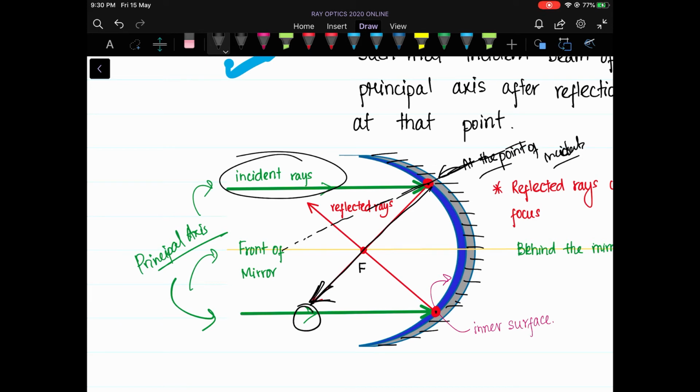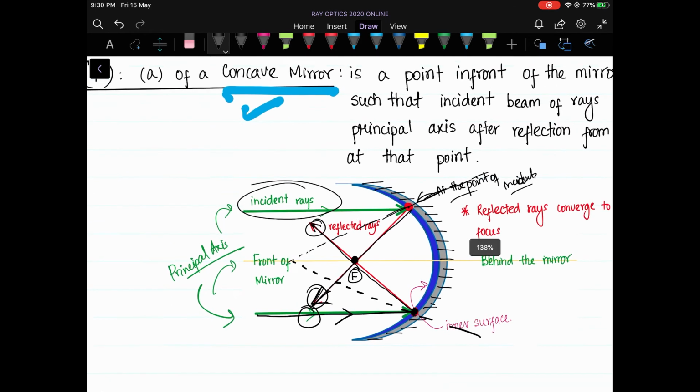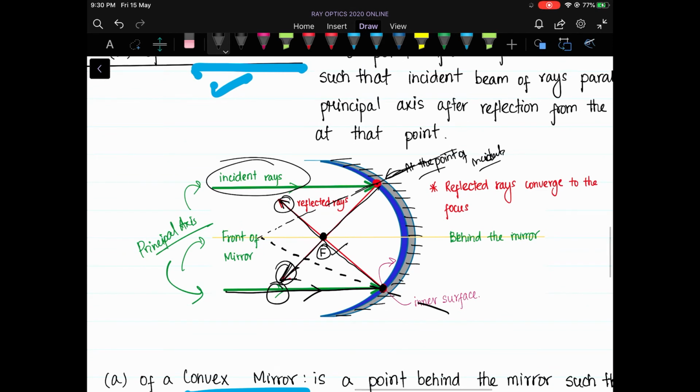Again, if you see this ray now, this ray is also incident parallel to our principal axis. After hitting the surface of the mirror, you can again imagine a normal being drawn here. This ray is going to reflect back from the mirror. Notice this is the point where the two reflected rays are going to meet, and this is what we call the focus of your concave mirror. So basically focus is the point through which rays incident parallel to the principal axis will pass after reflection from the concave mirror.